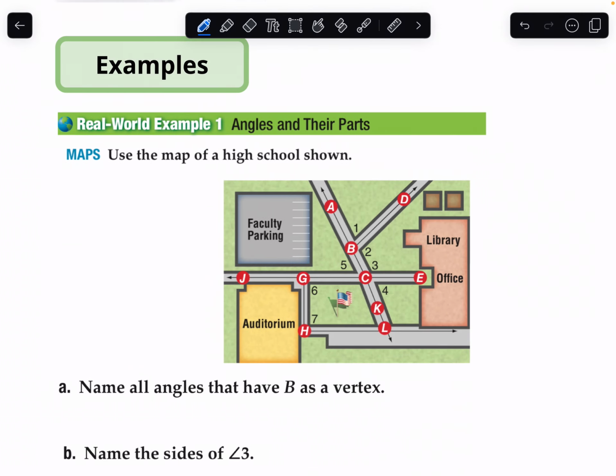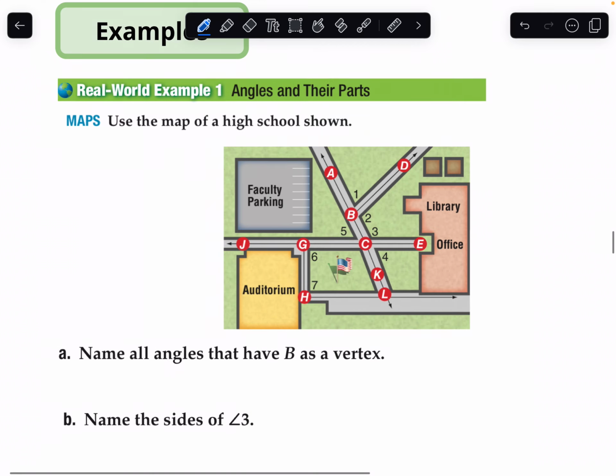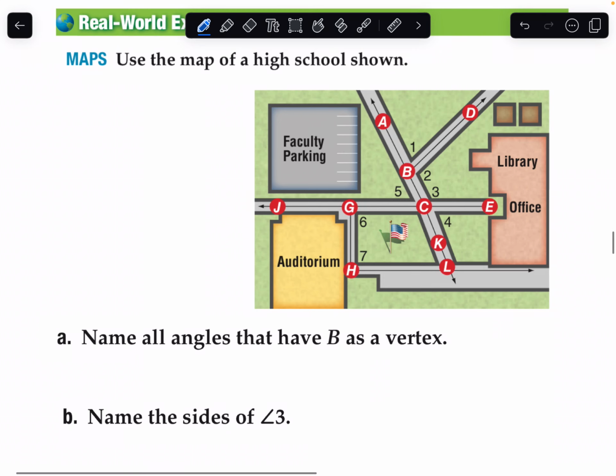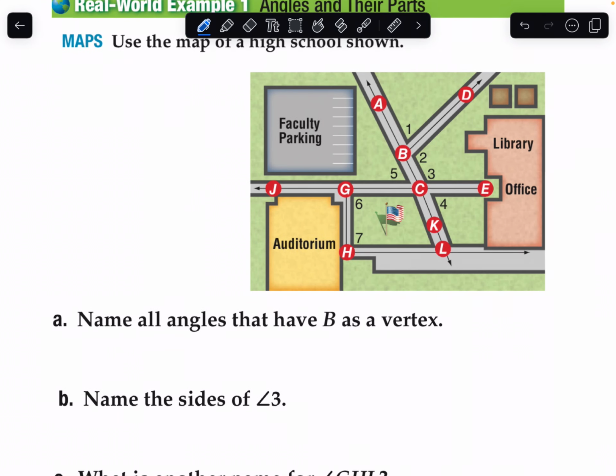Example 1 is a real-world problem on angles and their parts. We will use the map of a high school shown. Here we've got a faculty parking, the auditorium, and the library and office, and a bunch of pathways connecting them with various points labeled in the diagram there. So first, part A, name all angles that have B as a vertex.